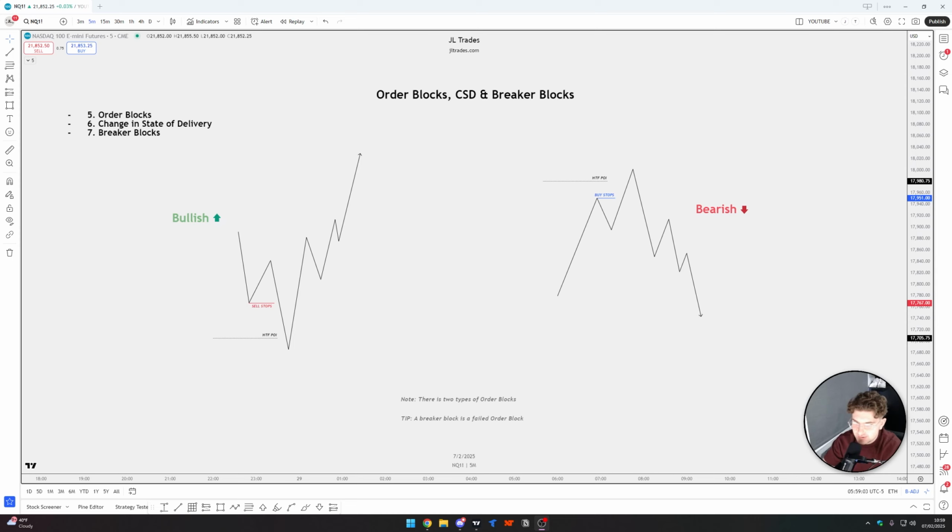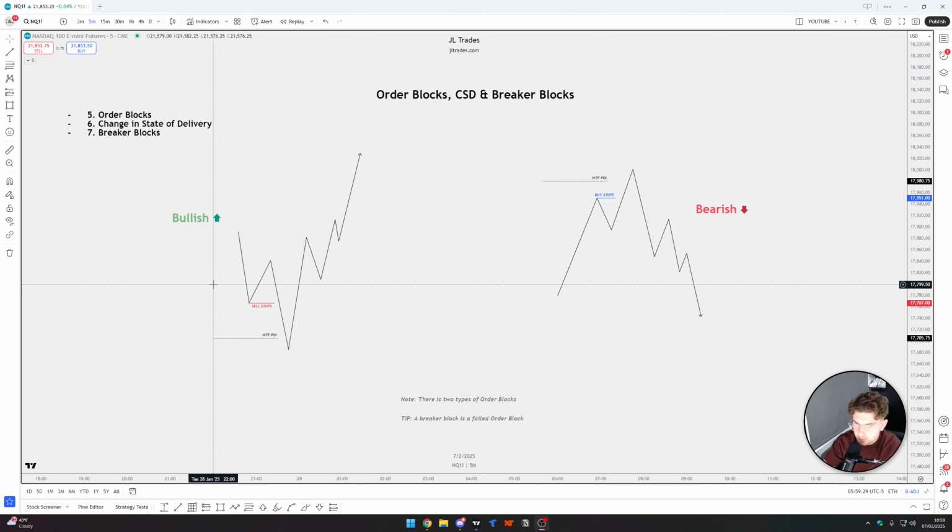So on the screen, I have two formations. I have a bullish formation and a bearish formation. Just before we start, I want you guys to note there are two types of order blocks. There is a reversal order block, which is pretty much a change of state delivery, so a shift in the market structure. And then there is a second type of order block, which is just a supporting order block, for price to be supported either higher or lower.